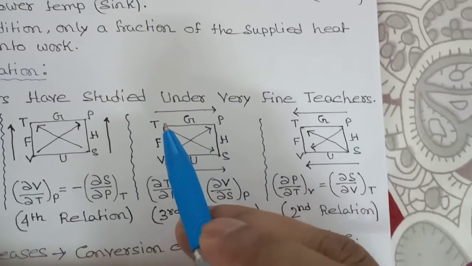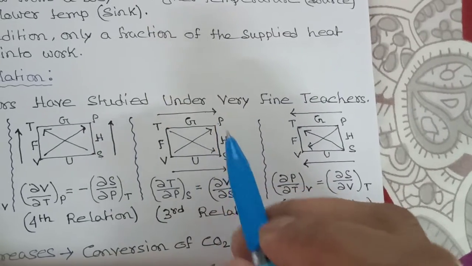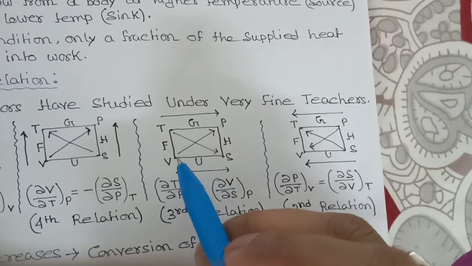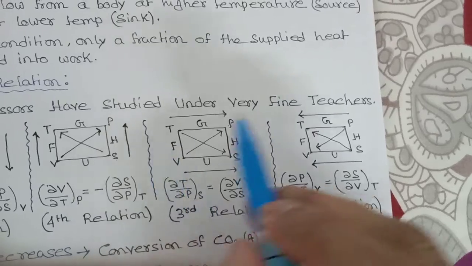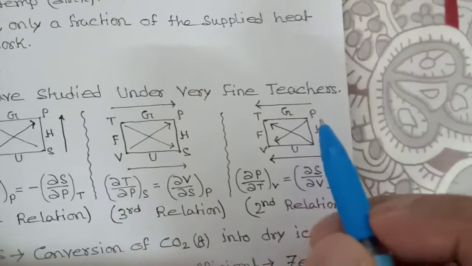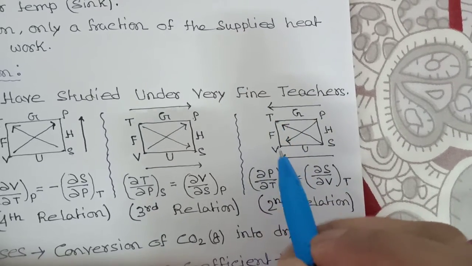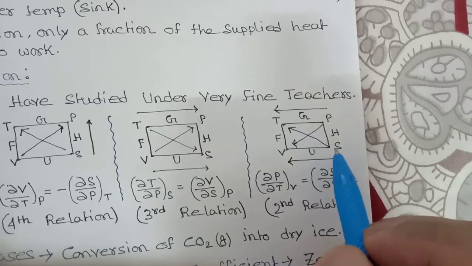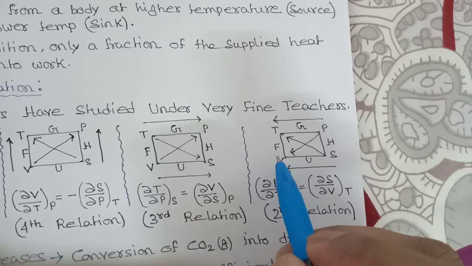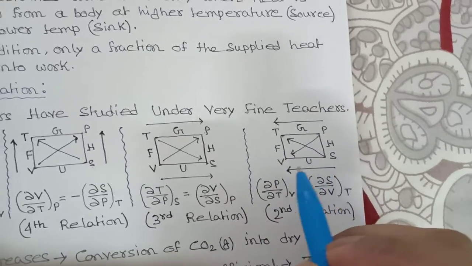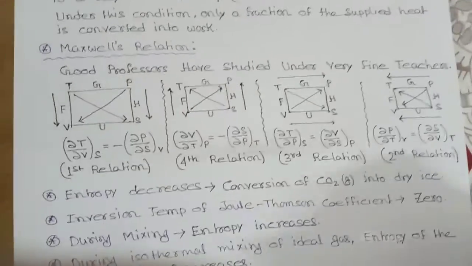Now come here. Here you have to go in this way, in the right hand side. So del T by del P at S, this one, is equal to del V by del S at P, this one. And in the last case, you have to go in the left hand side. Del P by del T at V, this one, is equal to del S by del V at T, this one. Okay, in this way you can remember all these four relations.